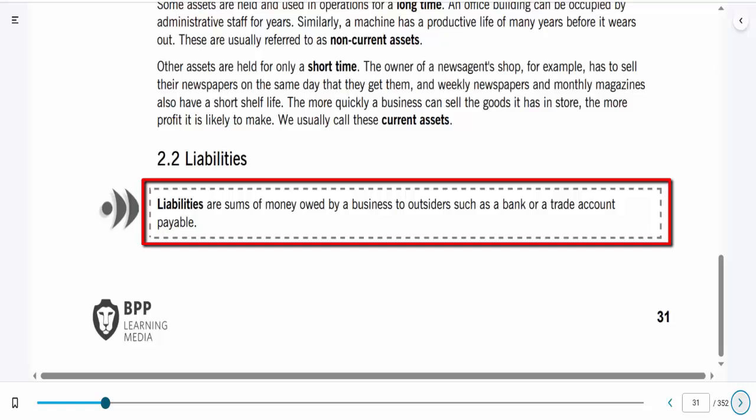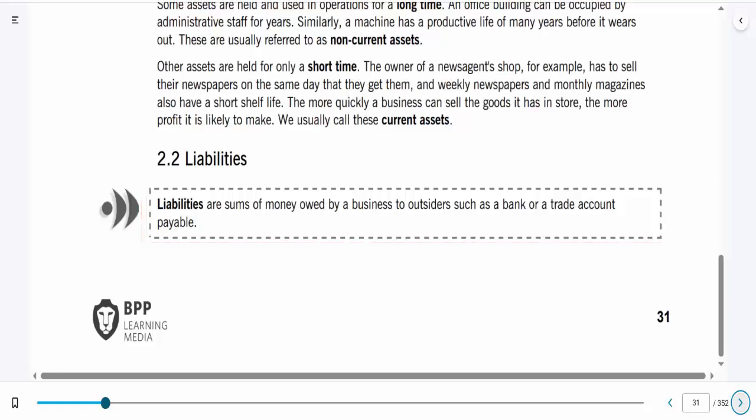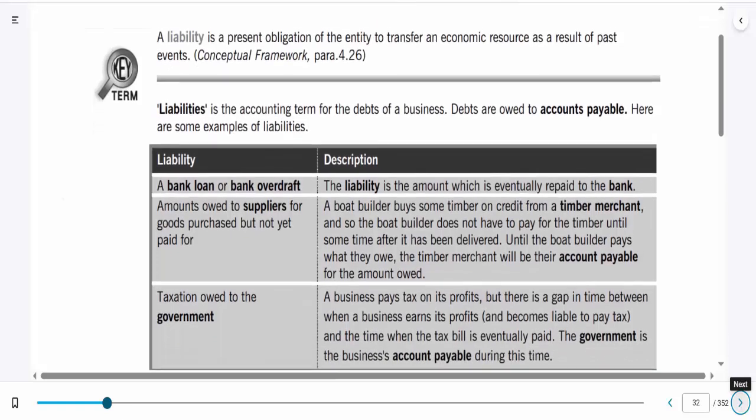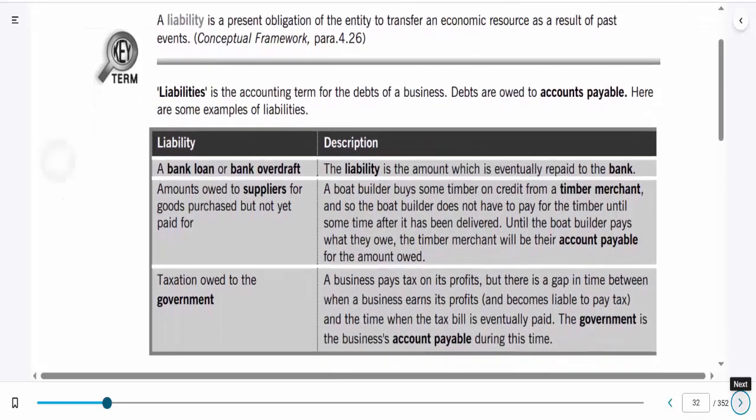These could be amounts owed to a bank, suppliers, or even the government. In accounting, we use the word liabilities to describe all these different kinds of debts. Whenever a business has borrowed money or has an outstanding bill, it's a liability. Examples of liabilities. To make this easier, let's look at some common examples.